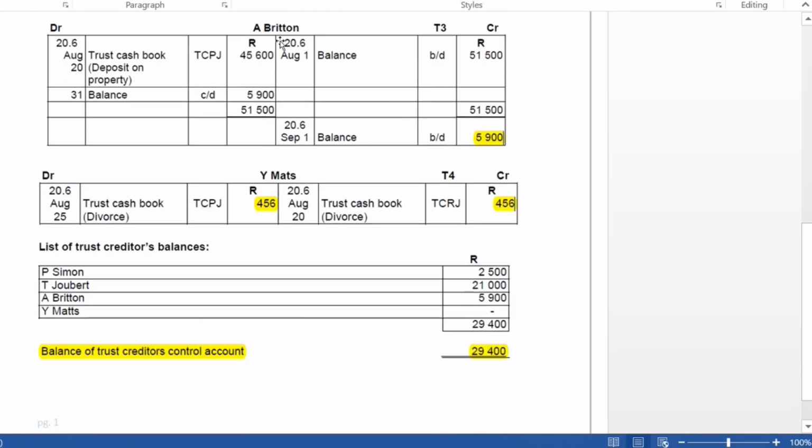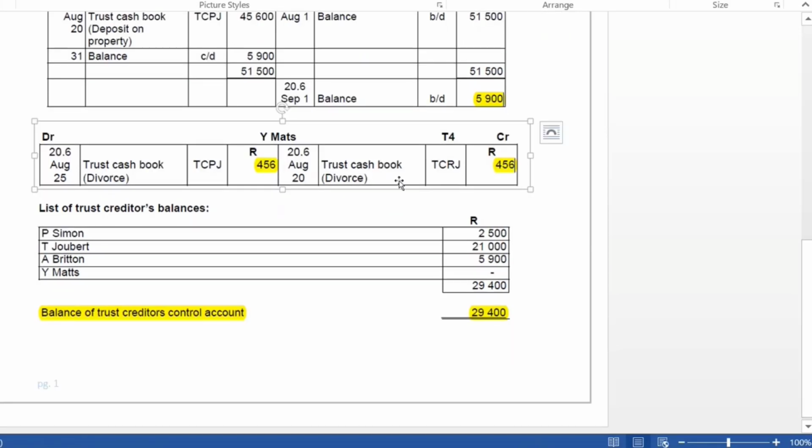And then look at A. Britain. A. Britain transferred 51,500. And the attorney has performed work. You can see that there is 45,600 out. What's left is 5,900. That is still left in the client's account. So this is the money that is owed to the client by the attorney because the attorney has not rendered the service to the client.